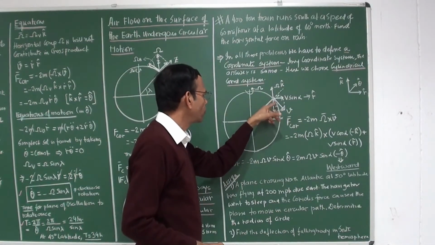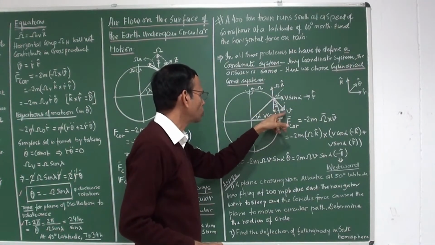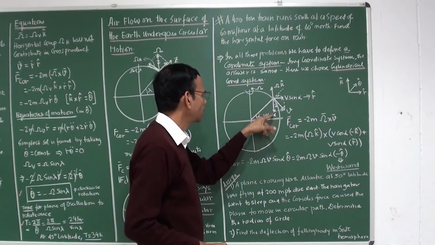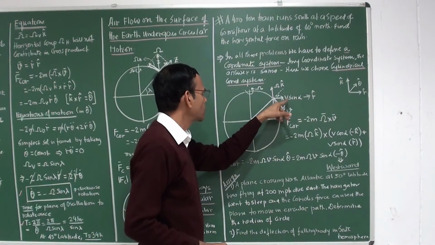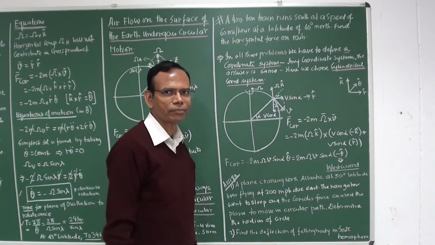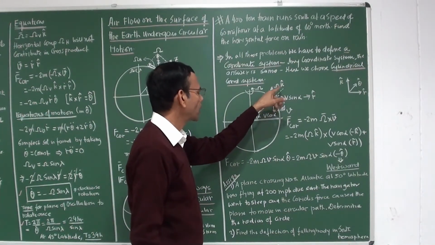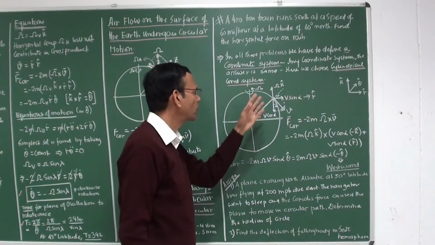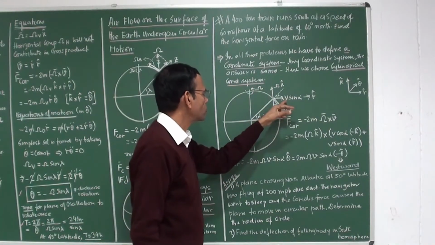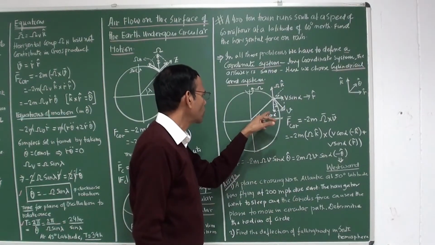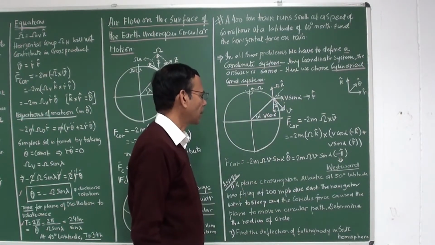So V is southward. I resolve it: V cos alpha downward along the negative k, and V sin alpha along r cap. So omega is omega k cap, and V is V sin alpha r cap plus V cos alpha minus k cap.